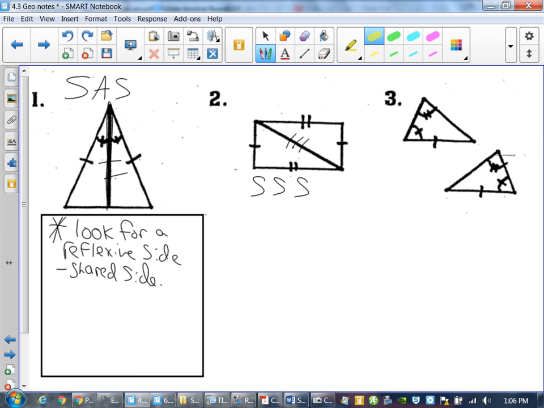Okay. What about number 3? What do they have there? Angle, angle, side. Very good. Why do you have the order? Well, is there such a thing as side, angle, angle? No.